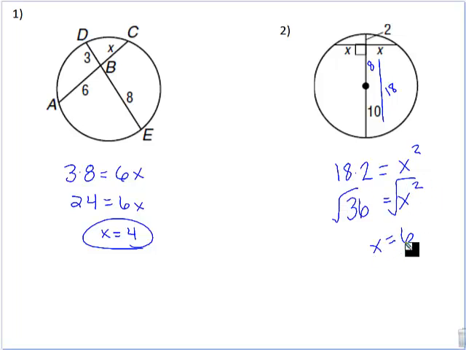Does anyone see another way you could have solved this one? Yeah, you could have used the Pythagorean theorem. Here you could have drawn a radius in over here of 10. You have that side as 8. And you could have done a squared plus b squared equals c squared to find your x. That also would have worked.